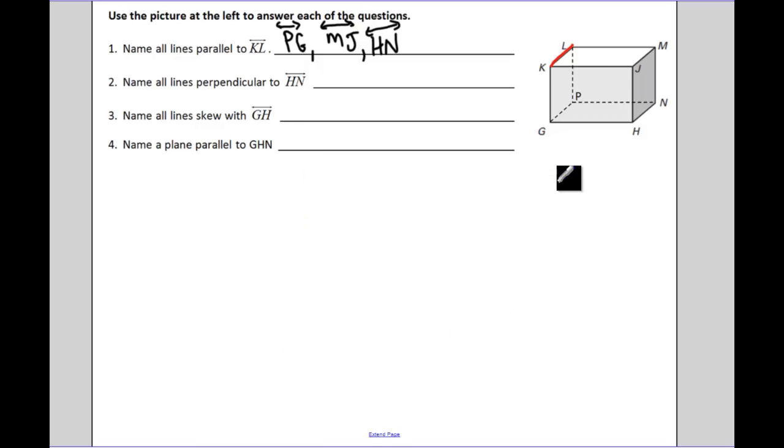Name all lines perpendicular to HN. HN is down here, so my perpendiculars, since it's a box, are GH, PN, JH, and MN.